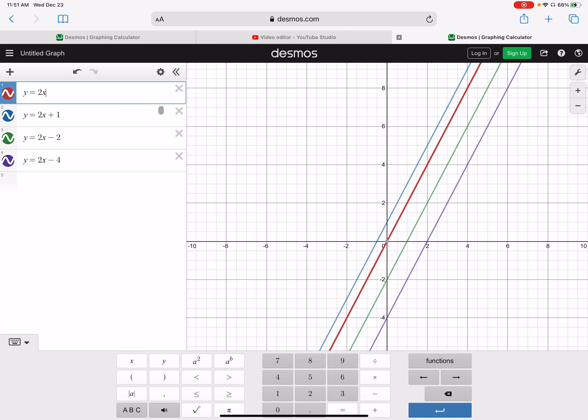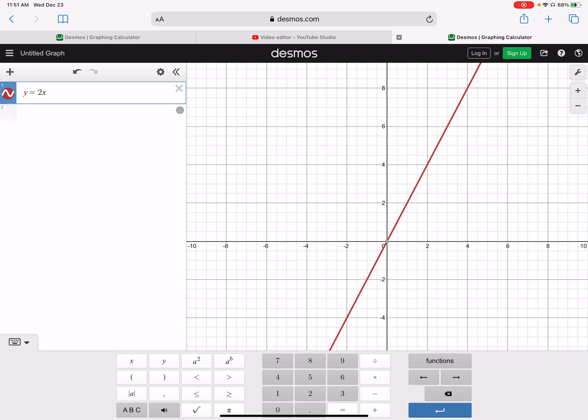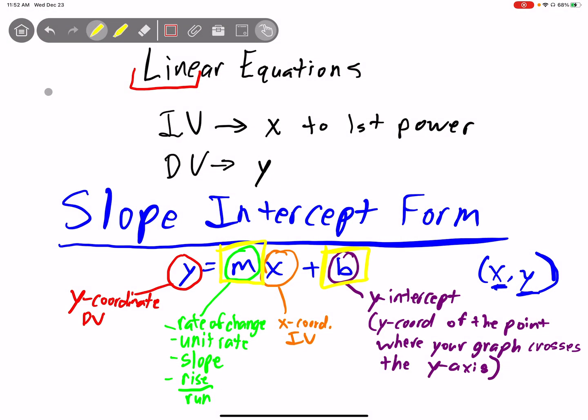Now, what do I mean by slope? What do I mean by rate of change, rise over run? Well, think about it. If I tell you that in this case, 2 is the number in front of x, remember, x is being multiplied by m, which we called the rate of change, the unit rate, the slope, or the rise over run. If I tell you that m equals 2, well, 2 is the same thing as 2 over 1. So if I tell you rise over run, what does that mean?